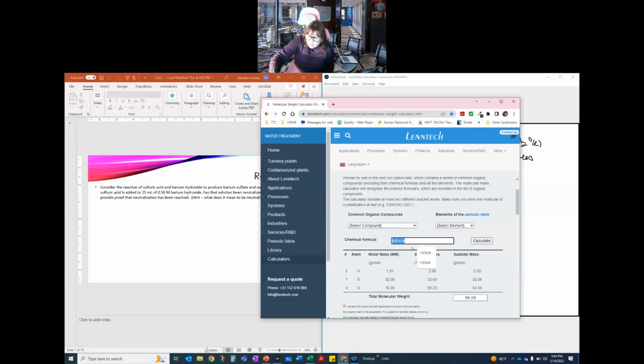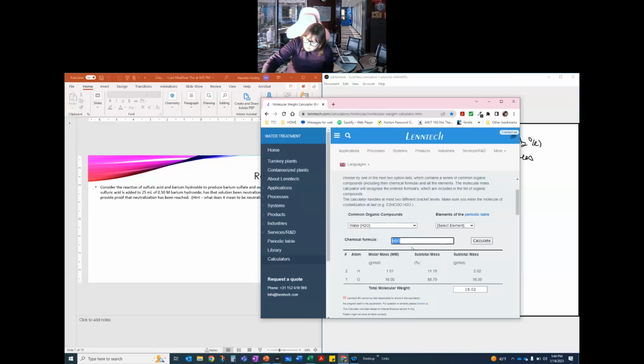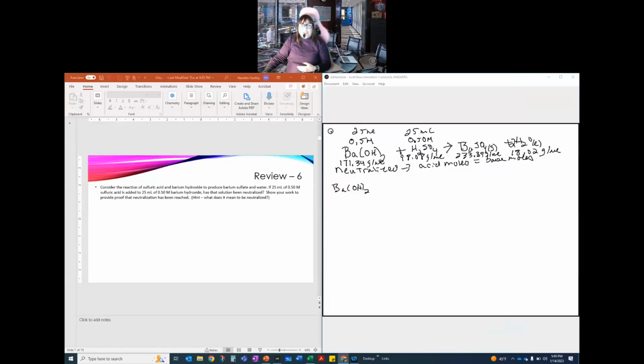So the H2SO4 is 98.08 grams per mole. The BaSO4 is 233.39, and that's grams per mole as well. And the H2O is 18.02. Awesome. Now I have all of my molecular weights, so I can put this nice little calculator away. That gives me everything that I need. Oh, and you couldn't see what I was writing down, but I wrote them all down underneath because, again, I may or may not need them.